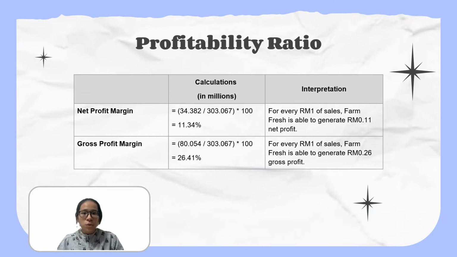Now, we are going to look at the profitability ratio. In this slide, we have calculated the net profit margin and gross profit margin for Farm Fresh Berhad. We have obtained 11.34% for net profit margin, which means that for every RM1 of sales, Farm Fresh is able to generate 11 cents of profit. And as for gross profit margin, the value we have obtained is 26.41%, which means that for every RM1 of sales, Farm Fresh is able to generate 26 cents of gross profit.